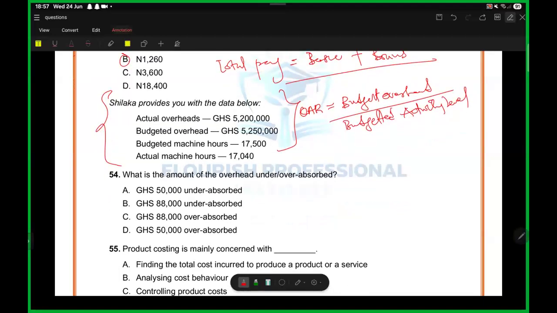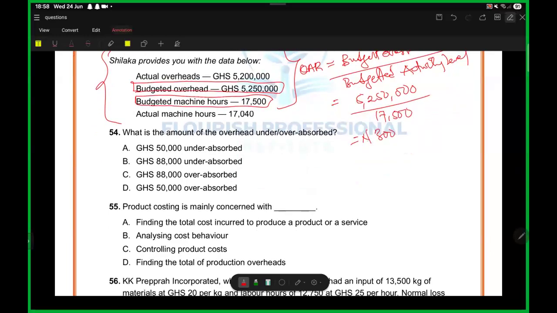From here, you could see that we are given the budgeted overhead and the budgeted activity level, which is machine hours. So let's use this to determine the overhead absorption rate, or what we call the overhead recovery rate. The budgeted is 5,250,000 over the budgeted machine hours, 17,500. So what do we get? 300.